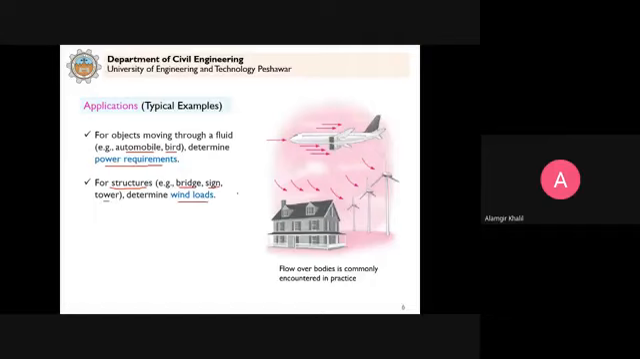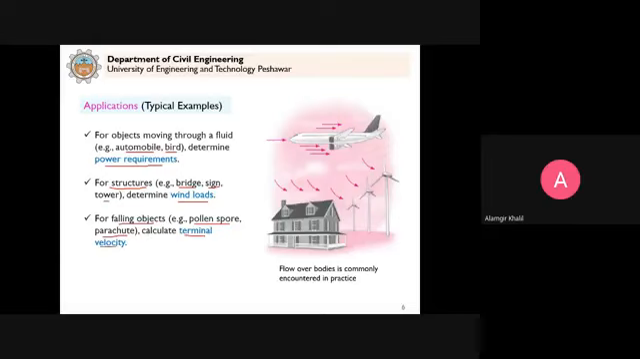So as I said, these structures are very common around us, and we would like to calculate the wind loads acting on them so that we can design these structures and they are stable to withstand these loads. Clear? For falling objects, for example, pollen spore, parachute, calculate the terminal velocity.